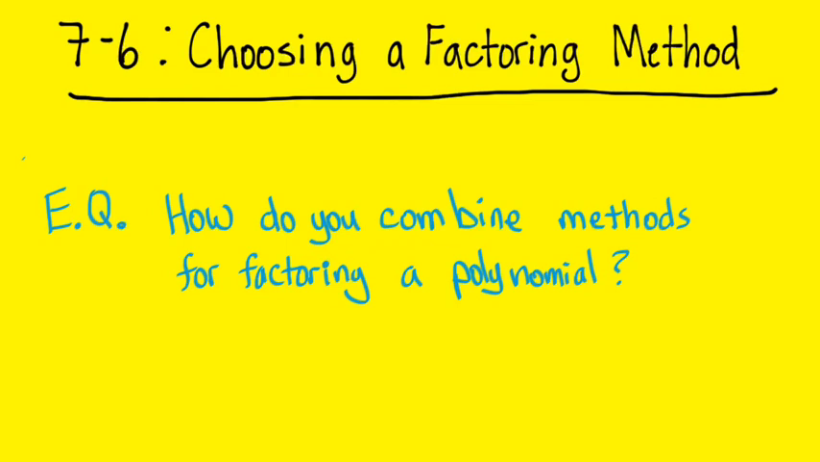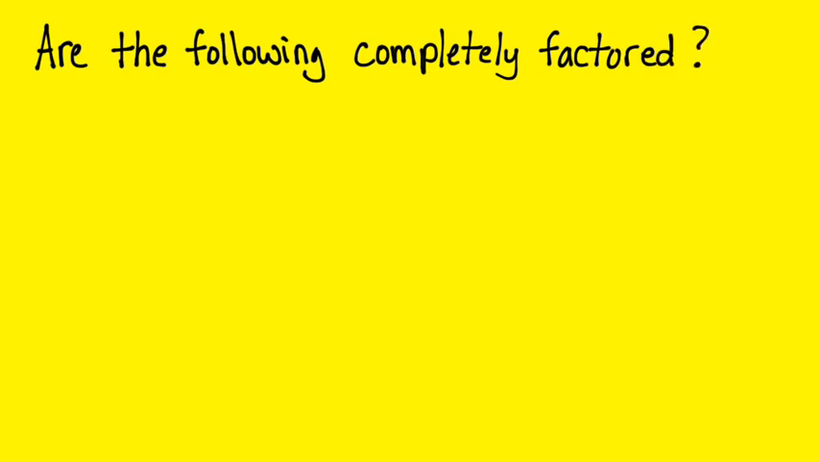And this is really just wrapping up our chapter 7 of how to factor, right? And factoring is the opposite of multiplying, right? We're looking at what things factor to come together. So we're trying to figure out, are we factored completely?